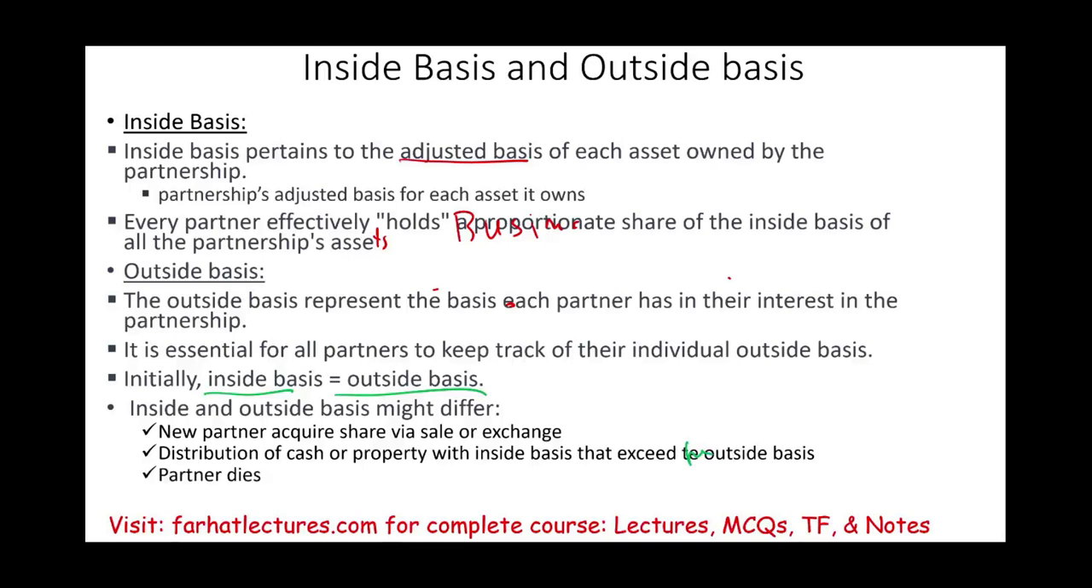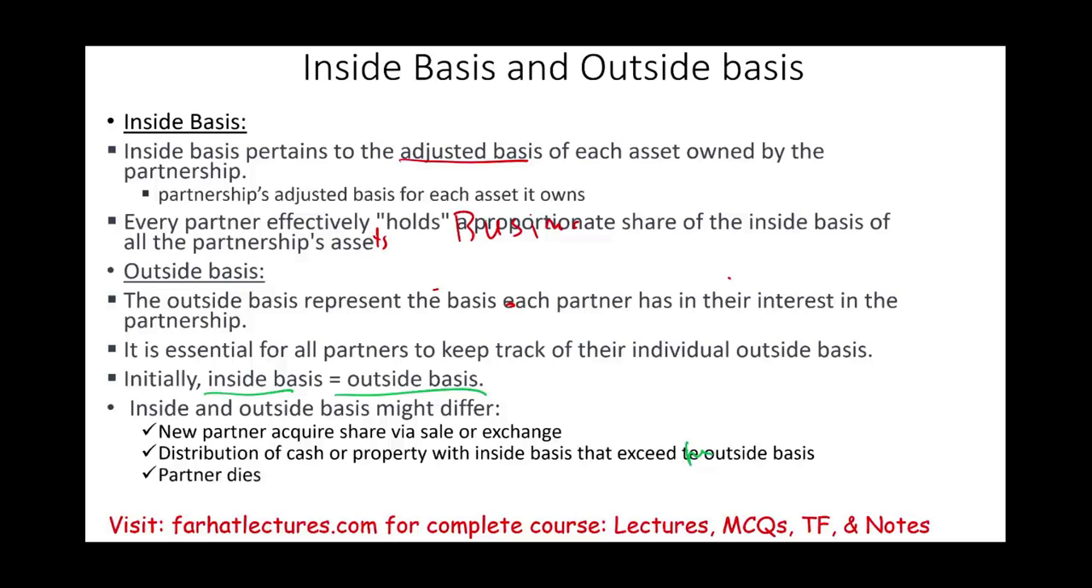Or a partner dies. A partner dies, and we will have to give their share or their interest to someone else. We have to give them some interest in the company. And what happens is the interest that we're giving them would represent, because we're giving them the fair market value, a larger share than the interest itself.